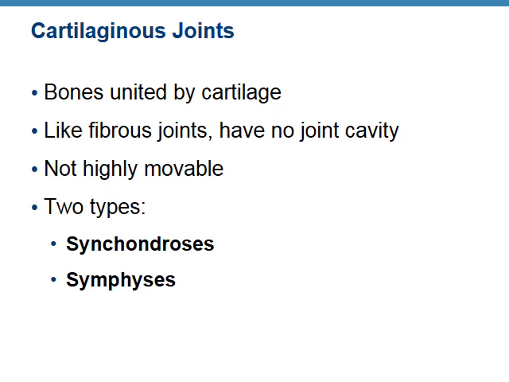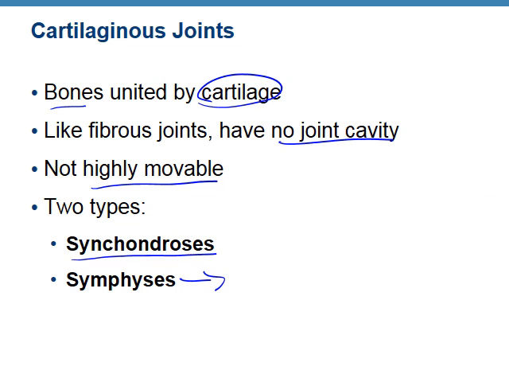So the next category we're going to look at are the cartilaginous joints. These are bones united by cartilage. There's still no joint cavity present. They're not highly movable as a whole. There's a little bit of wiggle room when we come to the symphysis. So the two types are synchondroses and symphyses.